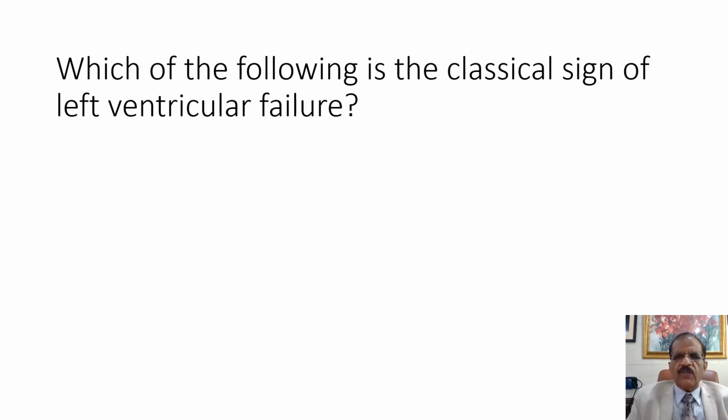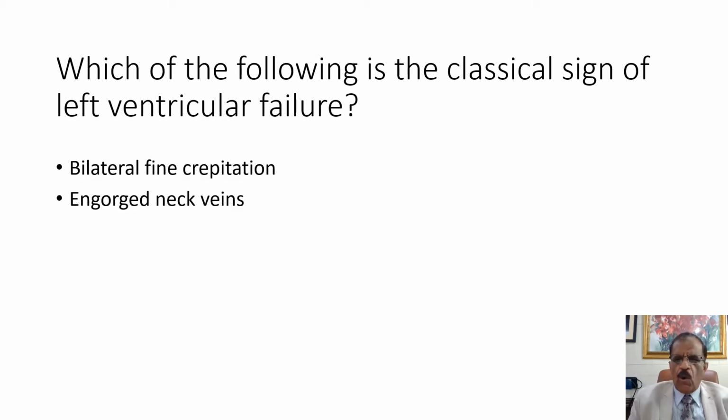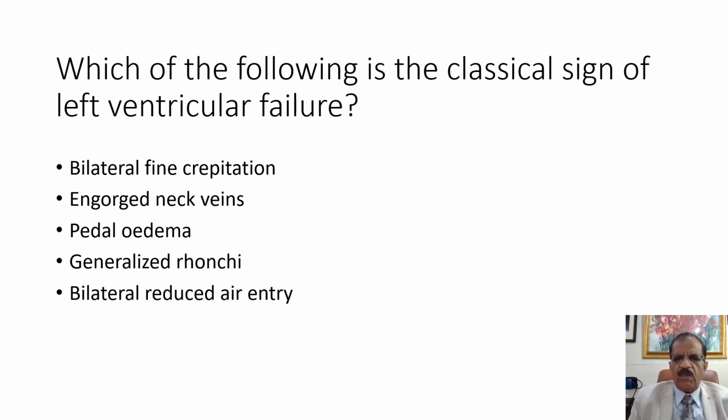Which of the following is the classical sign of left ventricular failure? Now please note down, we are talking about left ventricular failure in particular. Bilateral fine crepitations, engorged neck veins, pedal edema, generalized rhonchi, and bilateral reduced air entry. Which one of all these five listed signs is very typical of left ventricular failure?